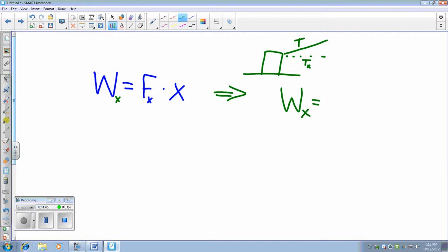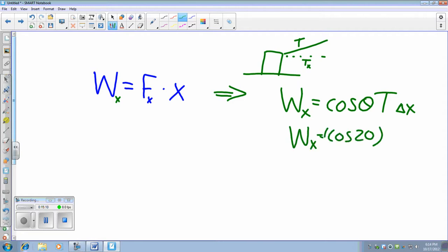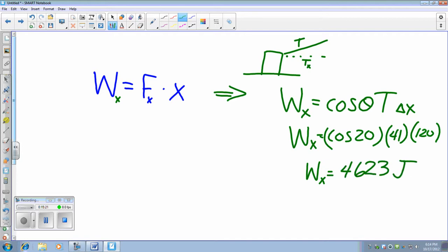But for this value, for the force, we're going to be thinking of cosine theta multiplied by the original tension. So it's a force, but we're going to just make it a T right now for tension. The tension multiplied by the distance traveled. And so if I rewrite this again, it becomes cosine 20 degrees multiplied by 41 multiplied by 120. And that gives me a work value of around 4,623 joules.